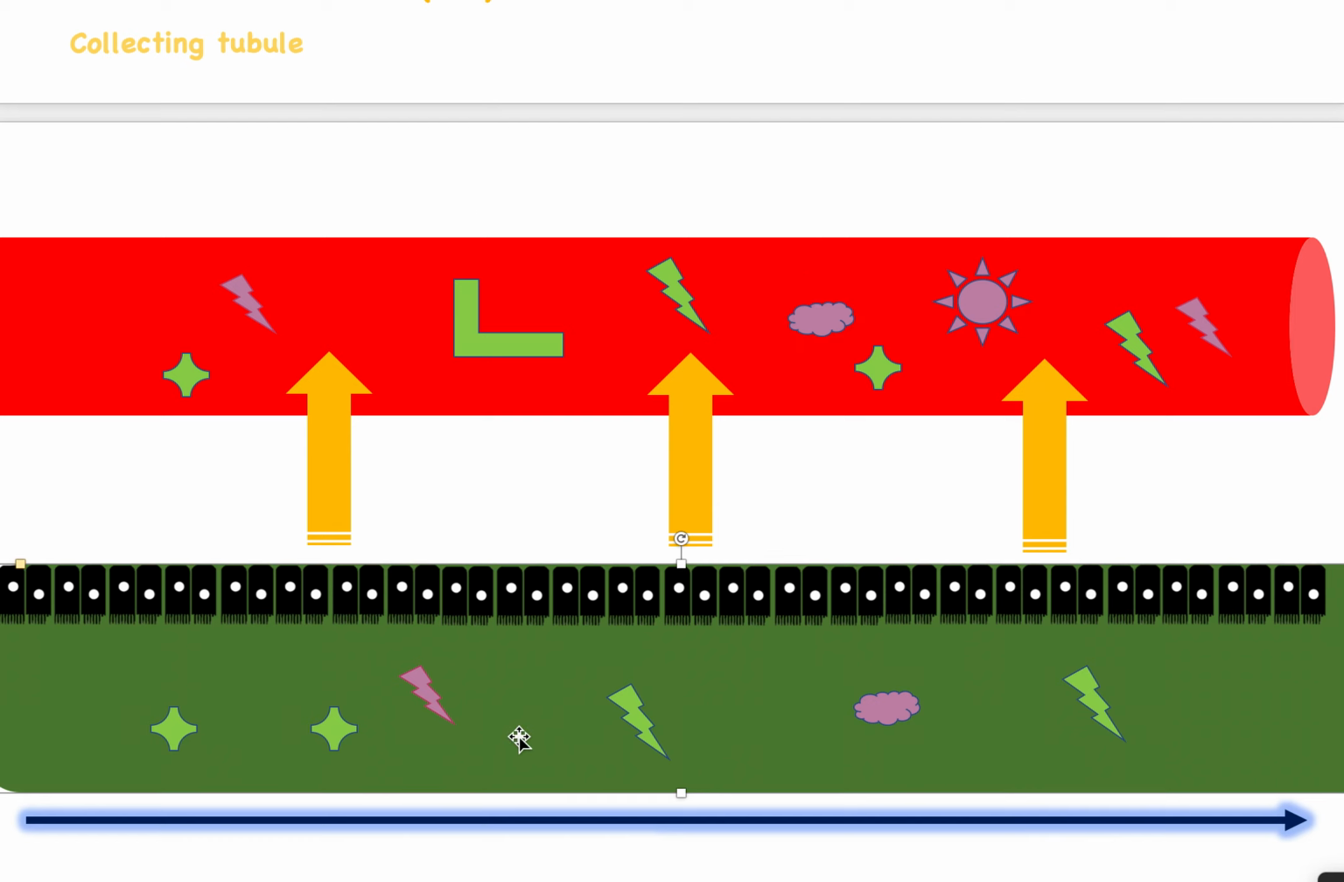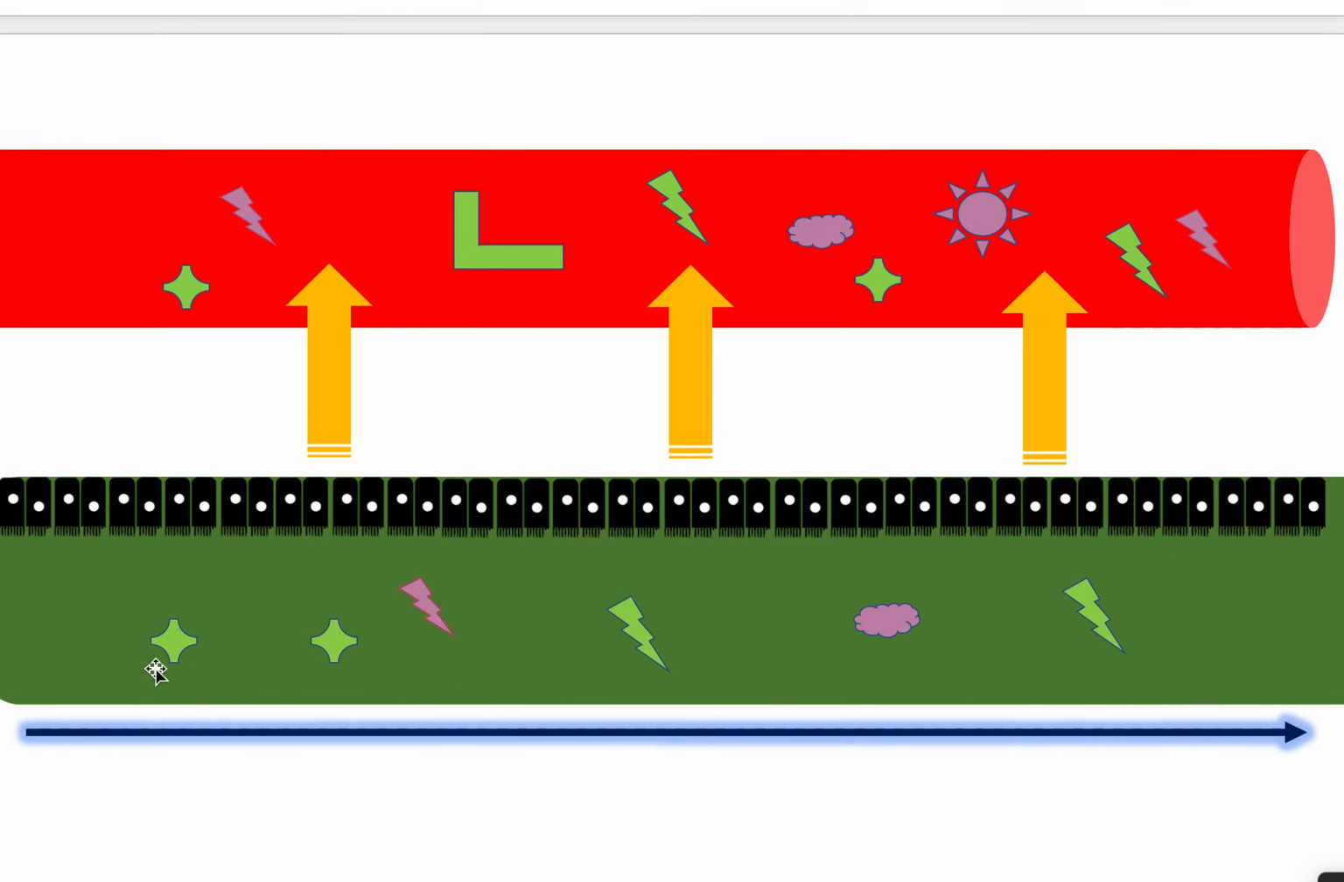And then at the bottom here, we have the things that were filtered. These things were small enough. And these things are flowing this way. As you can see by the arrow, they're flowing to the right, okay? Now, we want to keep the good things. So what the proximal convoluted tubule does is it's going to absorb the good things. So let's look at these.